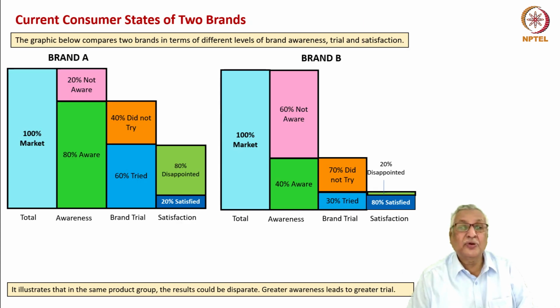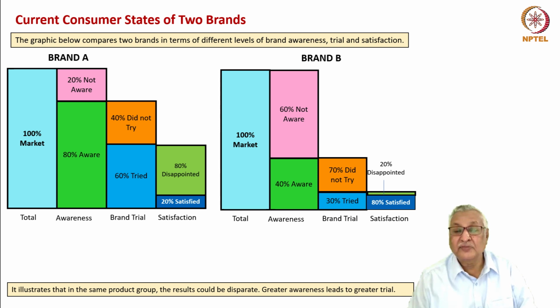Let's look at two brands which are looked at in terms of the awareness, trial, and satisfaction level. We have brand A with 100% market. 80% of the users are aware of the brand, 20% are not aware. However, out of the aware people, 40% didn't try and 60% tried. And out of those 60%, 80% got disappointed and 20% got satisfied. So ultimately, only 20% of the market is likely to patronize your brand.